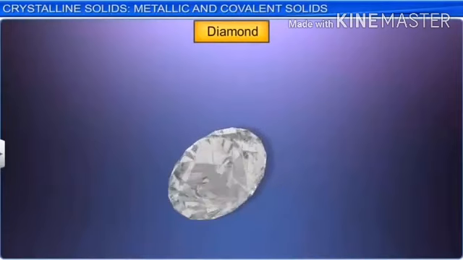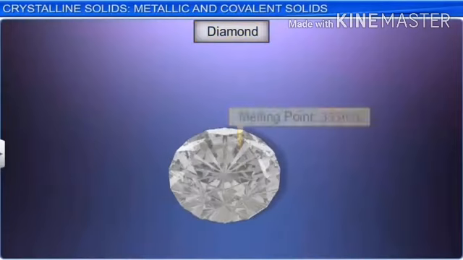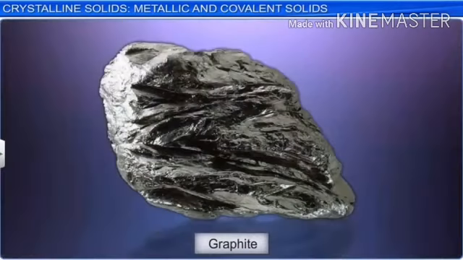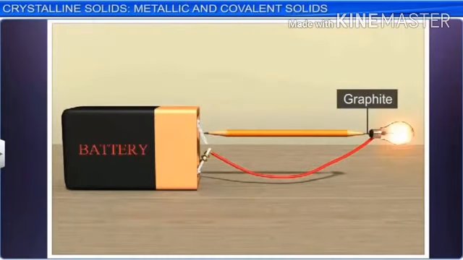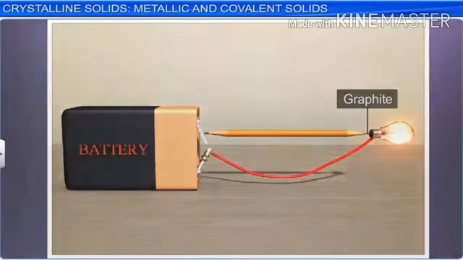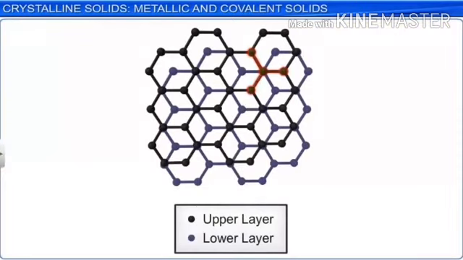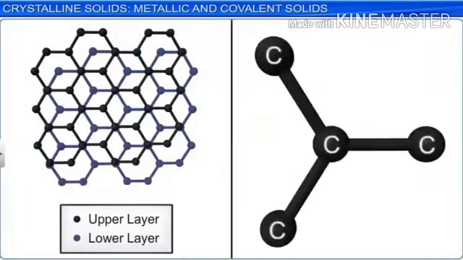Diamond is a typical example for such solids. They have a melting point around 3550 degrees Celsius. But graphite, although graphite also belongs to this type of crystal, is very soft and is a conductor of electricity. The exceptional properties of graphite are because of its structure.